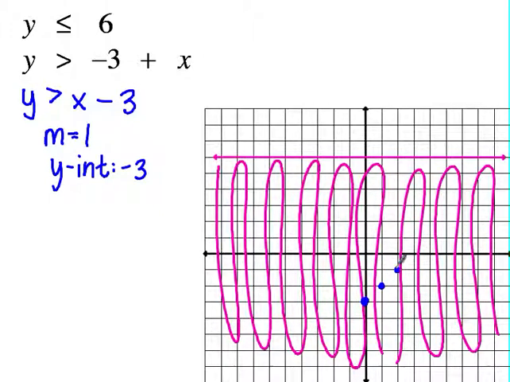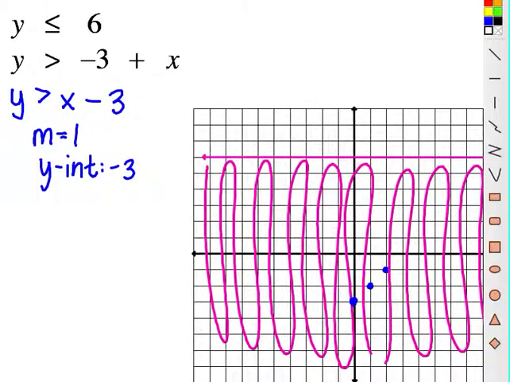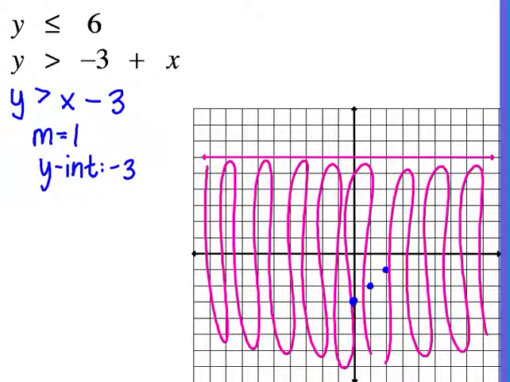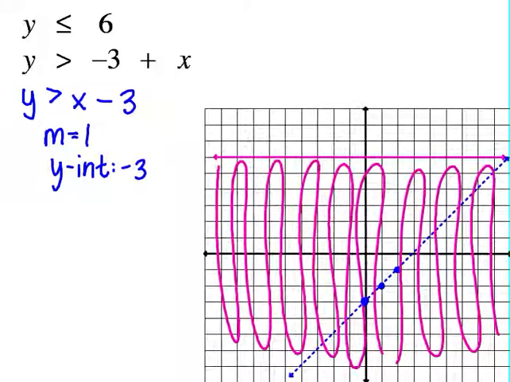What type of line will I use with this one? Dashed, because there is no equal to sign. Now we need to figure out which way we're going to shade. What I'm going to do is pick a value. A good rule of thumb is 0, 0 if it's not on the line. If 0, 0 is on the line, you have to pick another one. So I'm picking 0, 0 right now.